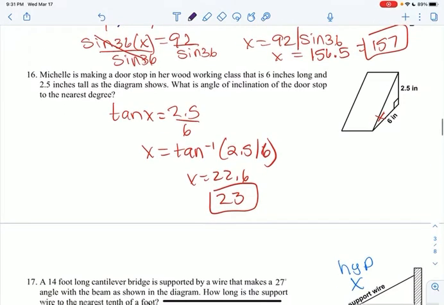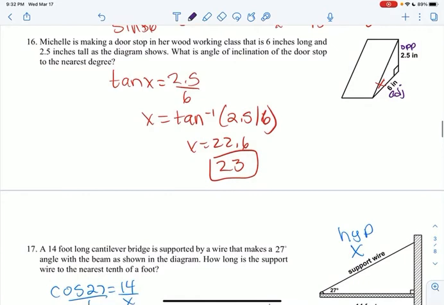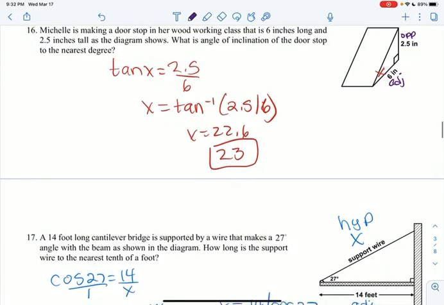16 already has the picture, and I'm trying to find that angle of inclination. That's the angle, that's sort of like the angle of elevation in that bottom corner there. All right, and I'm going to use tangent because this is opposite and this is adjacent. So tangent of x equals 2.5 over 6. And then to solve for x, I'm trying to find the angle. I have to use that inverse. So tan negative 1, 2.5 divided by 6 is going to be 23 degrees.